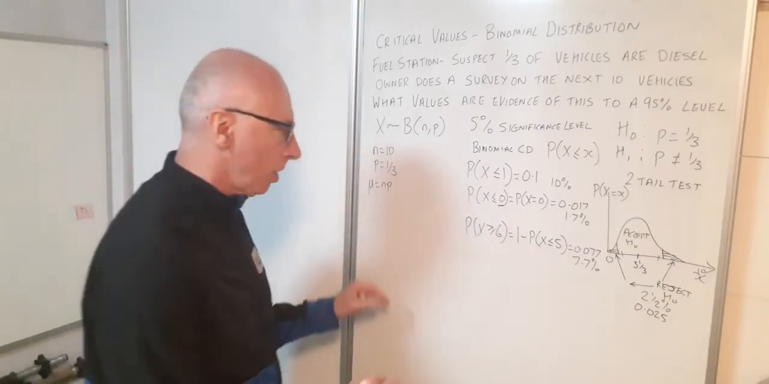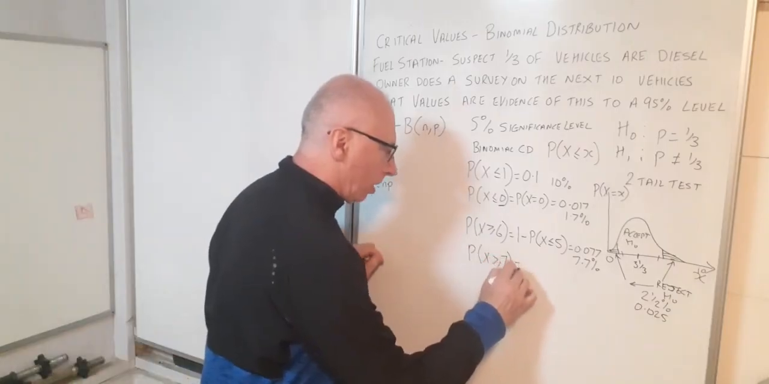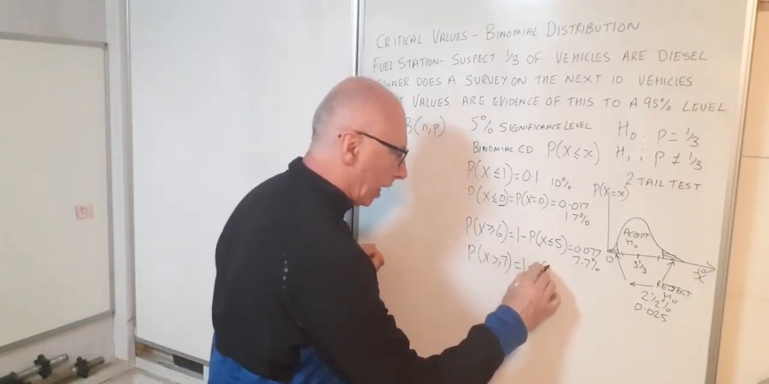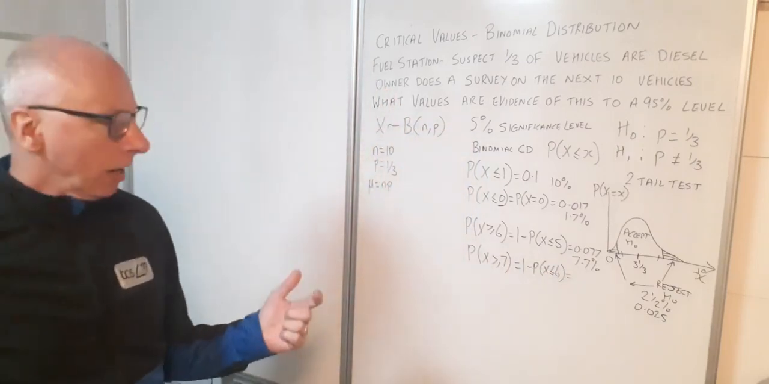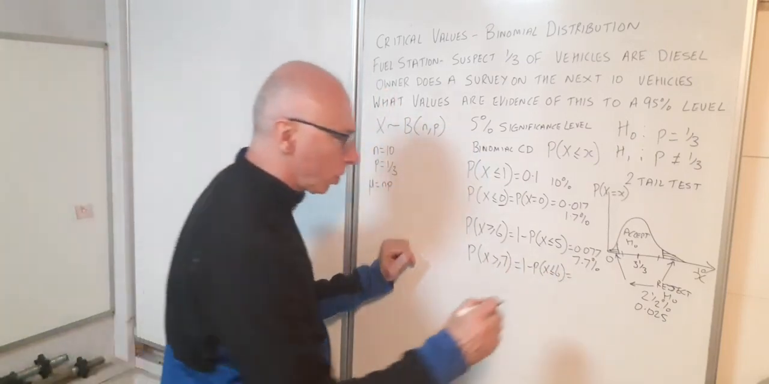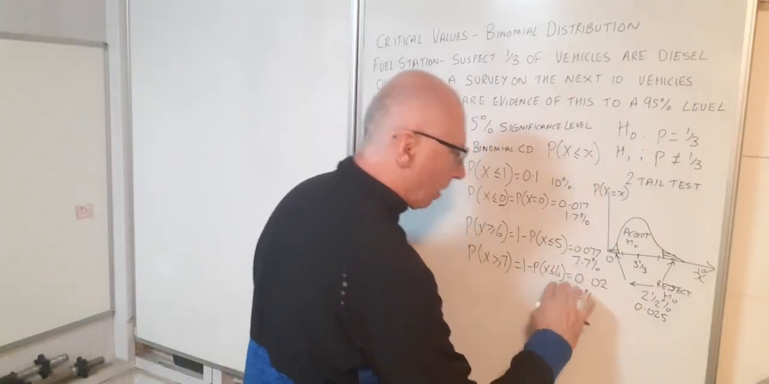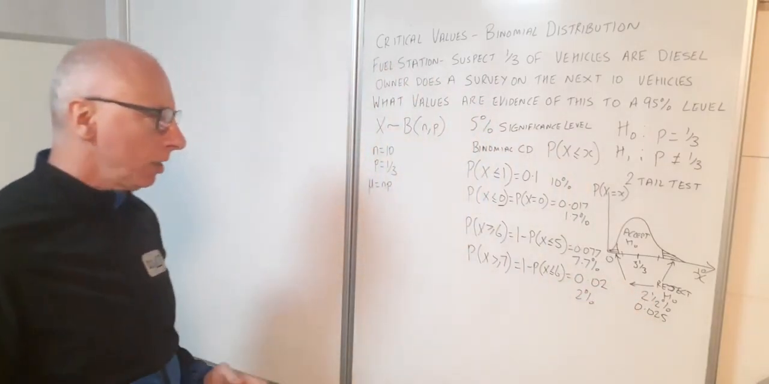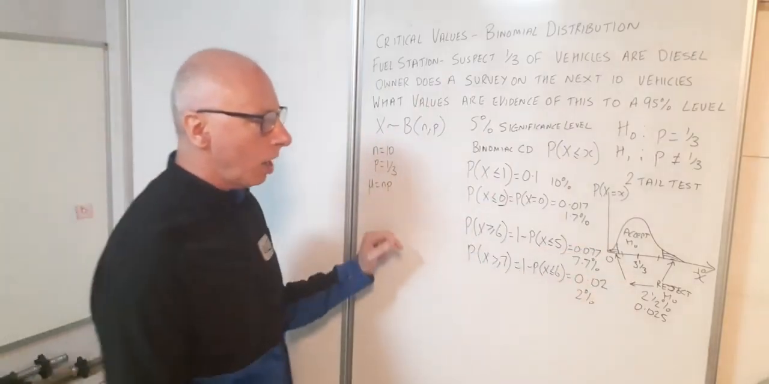Now let's try the next one up. So x is greater than or equal to 7, which is 1 minus probability x is less than or equal to 6. If we get that in our calculator, we get approximately 0.02. All the rest of the decimal places, I'll leave for you to check out, but that's going to give us around about 2%. So that falls into our rejection region.